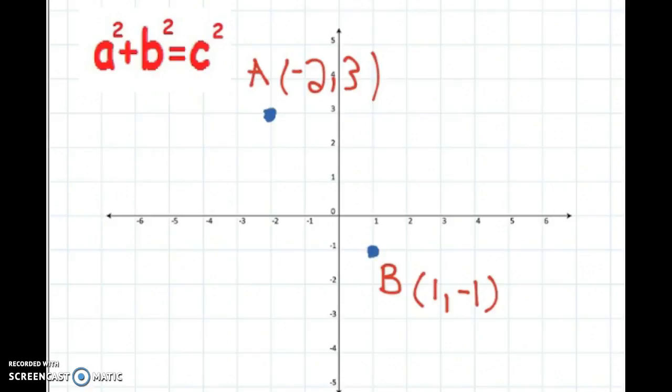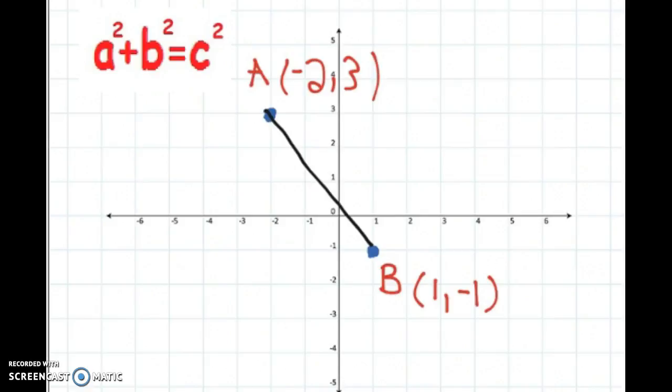In this example, we can see the points are located at -2, 3, and 1, -1. To find the distance, first we need to connect the 2 points. This creates our hypotenuse. Next, we can draw the rest of the triangle. We can choose any point to start with. I will choose point A.